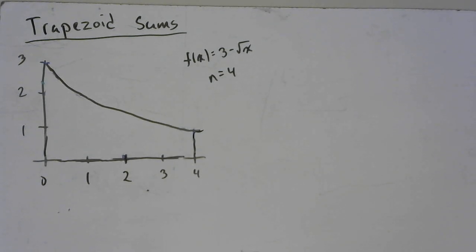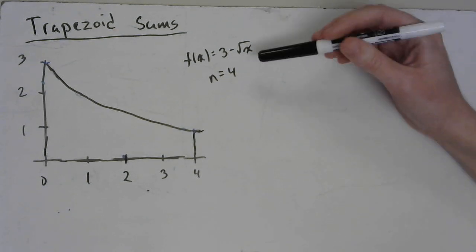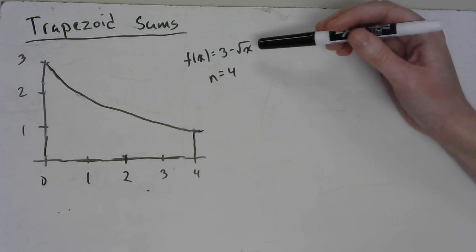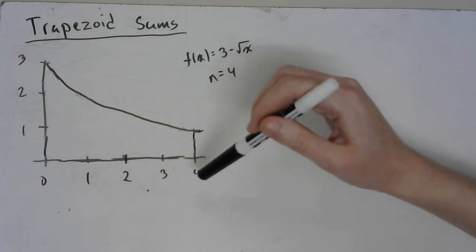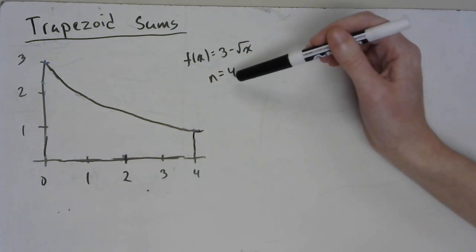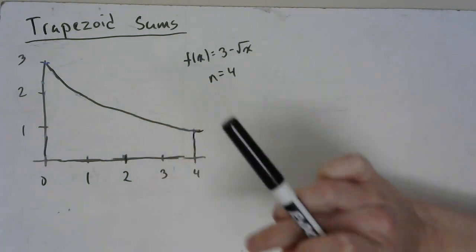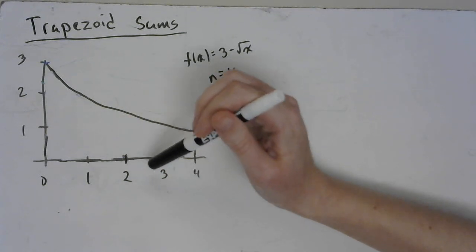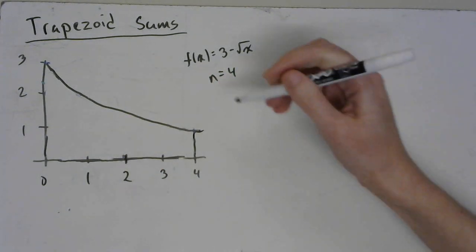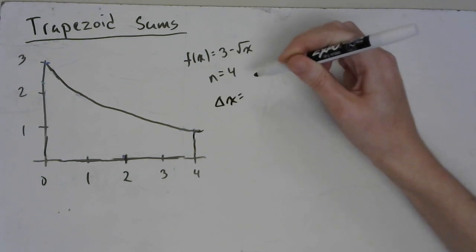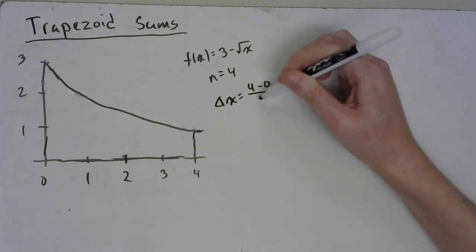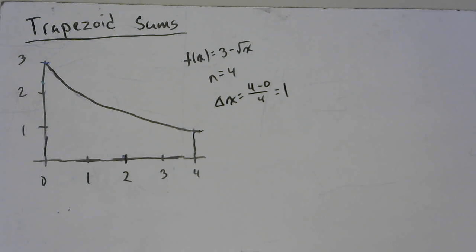In this video, we're going to be looking at one more way of approximating the area under a graph. So, I'm interested in finding the area under 3 minus square root of x between 0 and 4, looking at n equals 4 subintervals. So, again, I've got these nice even subdivisions. My delta x would be 4 minus 0 over 4, which is just going to be 1.